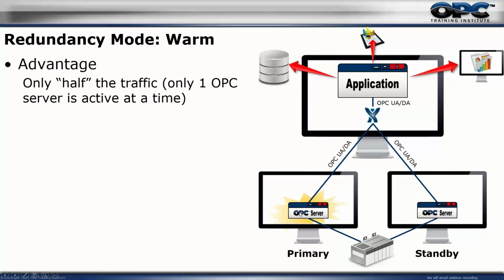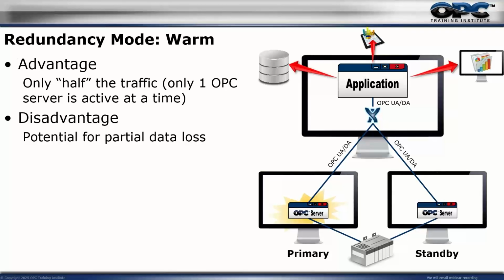The big advantage of this is that it's really only half the traffic. The disadvantage is there is potential for some data loss. After all, it takes a little bit of time, number one, to detect that there's a failure here, and then it takes a little bit of time to move over. If this failure time is at all a concern for you, move over to hot. So you can do hot just the same. Otherwise, you can go with warm.